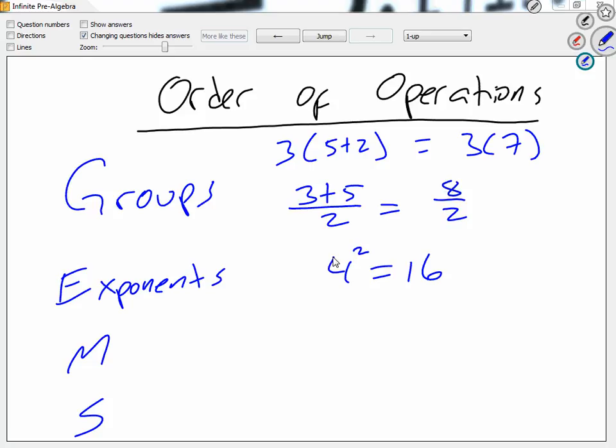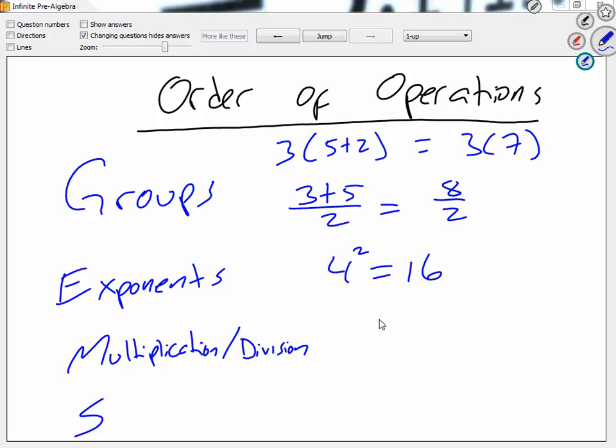The M, what that stands for is multiplication slash division. Multiplication and division, in mathematics, we see it as the same thing. So if you have multiplications and division, work them at the same time. However, if there's more than one, work them from left to right. What I mean with that is, let's say I have 2 times 4 divided by 2.